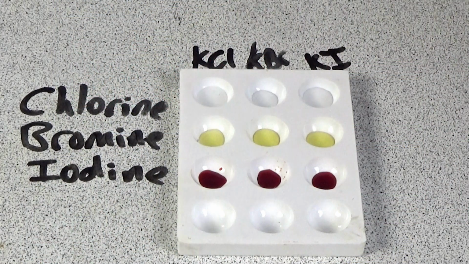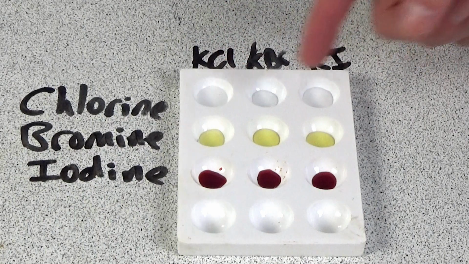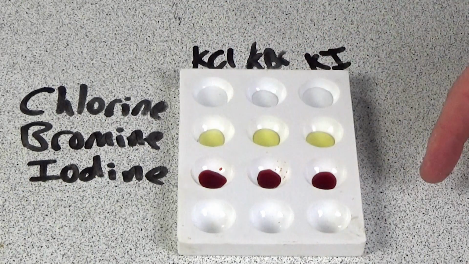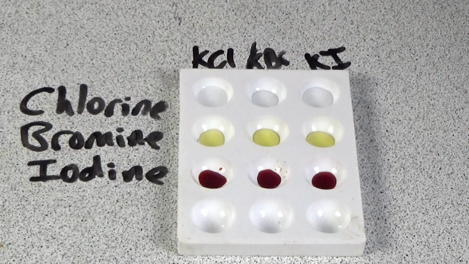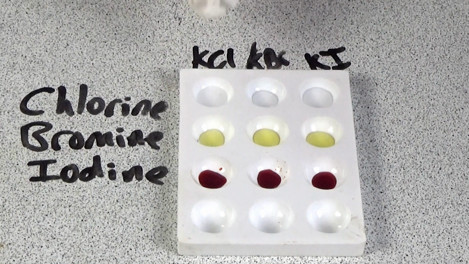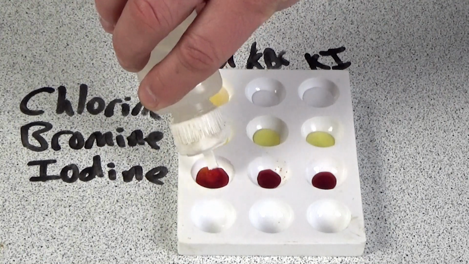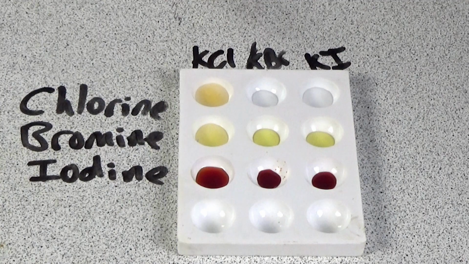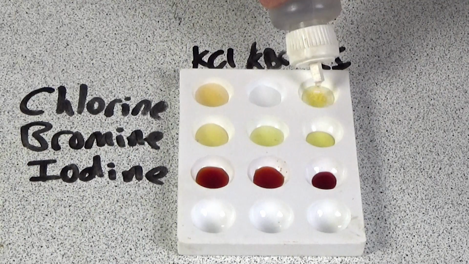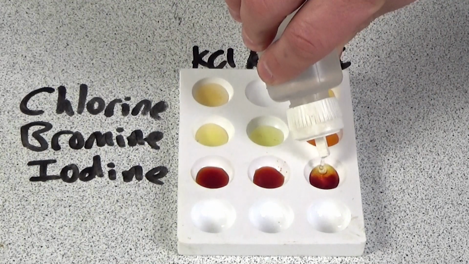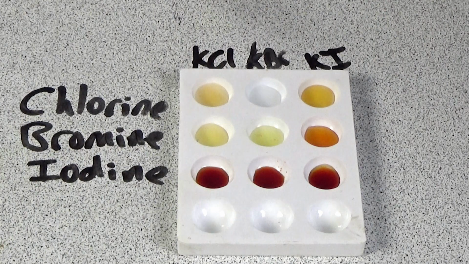In this dimple tray, I've already prepared some chlorine water, some bromine water, and some iodine solution. And to the first column, I'm going to add some potassium chloride. The second column, I'm going to add some potassium bromide. And the third column, I'm going to add some potassium iodide. And we'll come back to that in a few moments to see which ones have reacted.